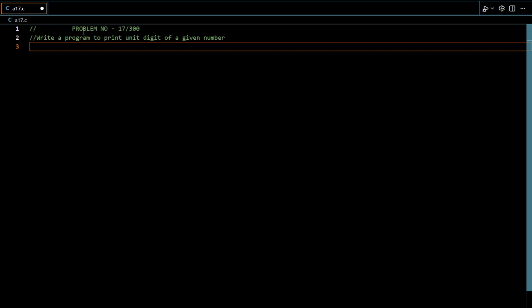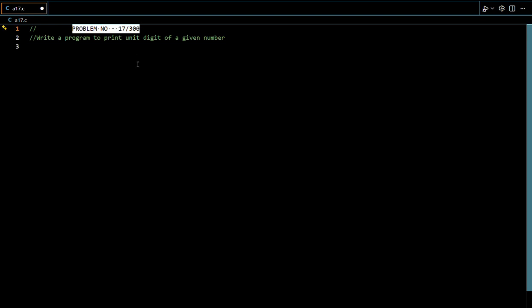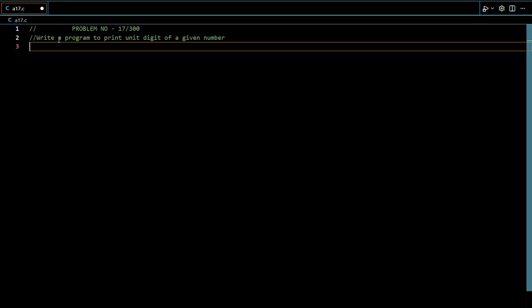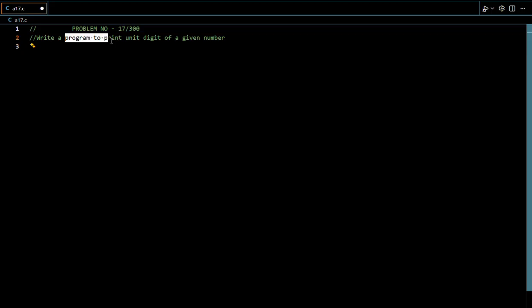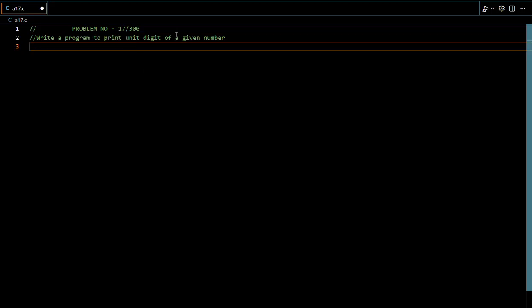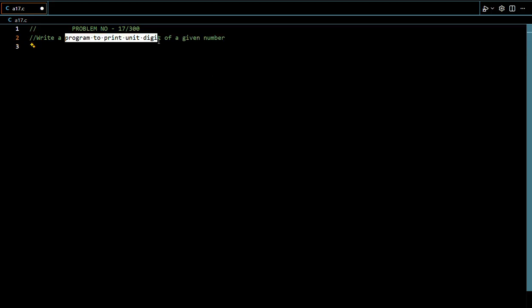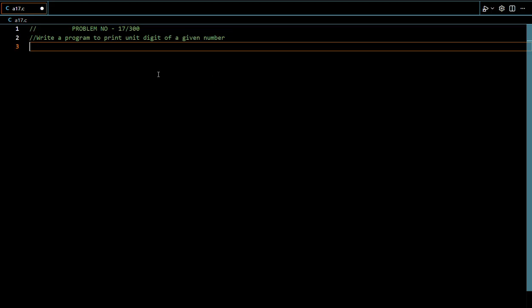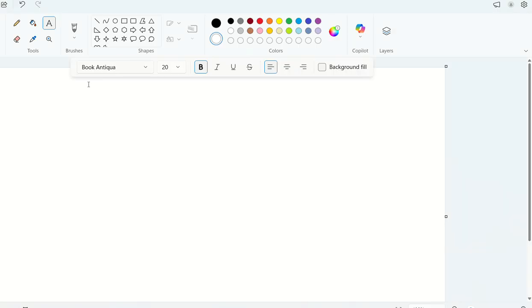So this is problem number 17 out of 300 problems. What we have to do is write a C program in which we give a number to the program, and the program will calculate its unit digit. Unit digit is so simple. Let me give you a brief intro of it.